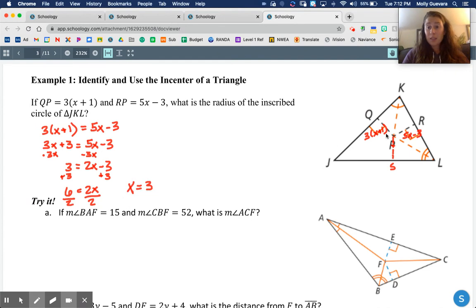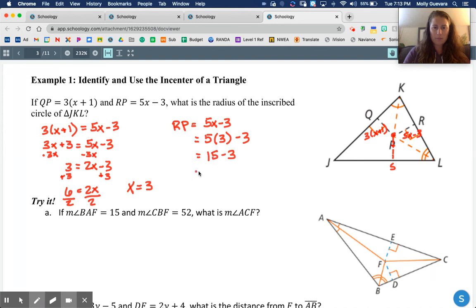And that's great. X is 3, but it wants to know what is the distance from this point P to the outside. So I'm going to have to plug it back in. I'm just going to use RP. You could have used QP as well. But RP is 5x minus 3. So 5 times 3 minus 3 is 15 minus 3, which is 12. So the radius of that inscribed circle is 12 units.